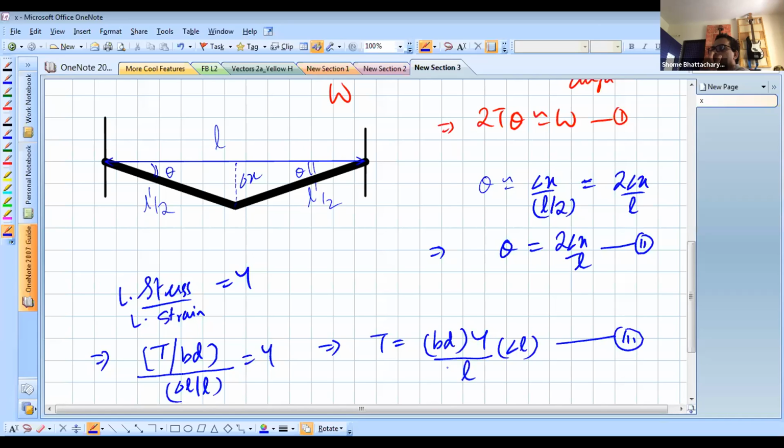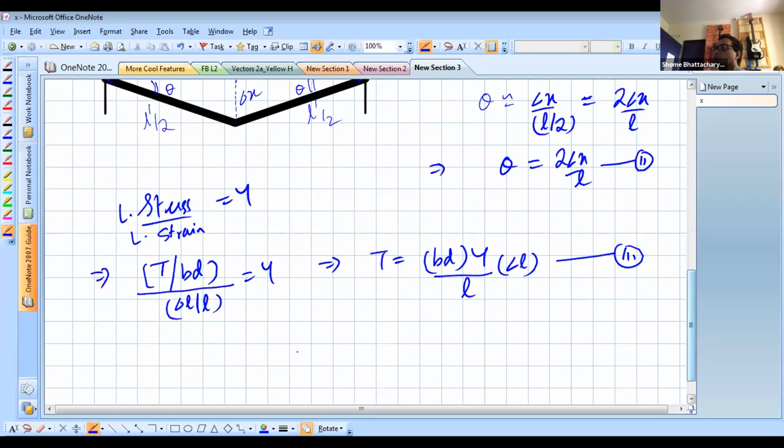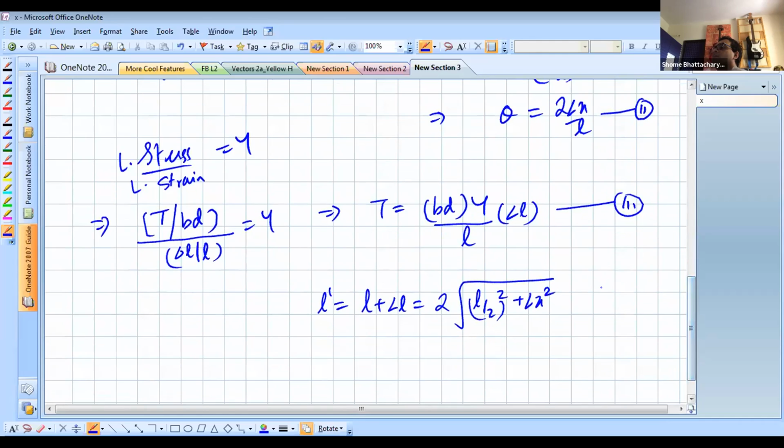Now in this, I have to substitute delta L in terms of delta X. Okay, then everything is done. So how to substitute delta L in terms of delta X? This is where you can see that L prime, which is L plus delta L, is equal to twice that hypotenuse. So that is the square root of (L by 2) whole square plus delta X square. And of course, we understand that delta X is very small compared to L, or L by 2 for that matter. So binomial approximation. Okay.